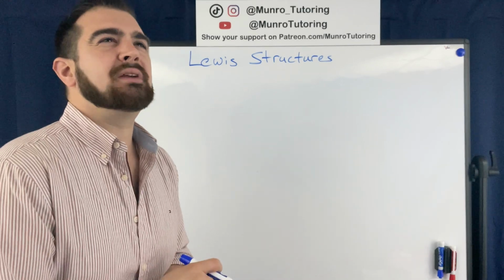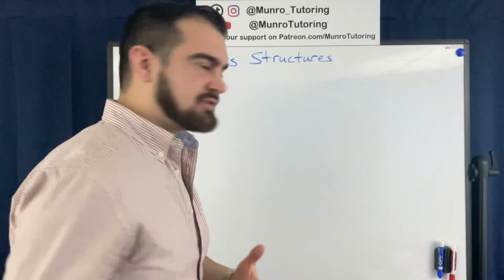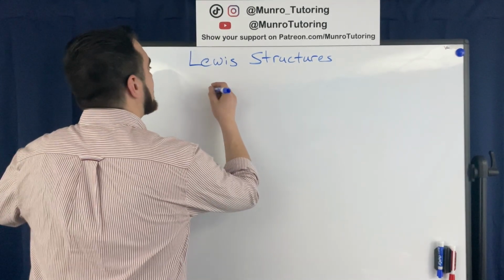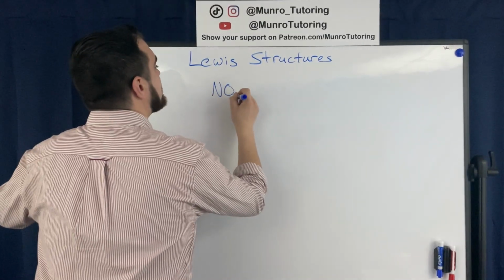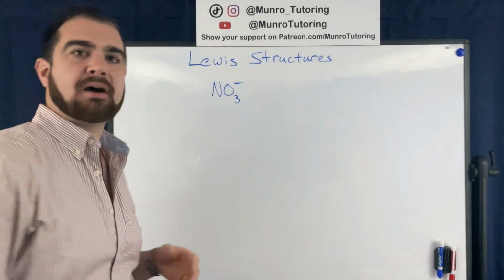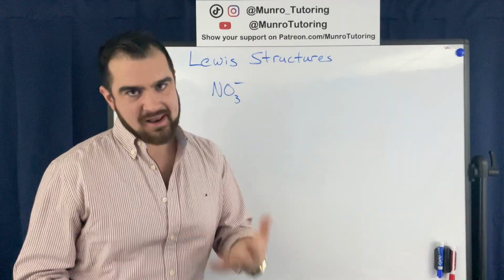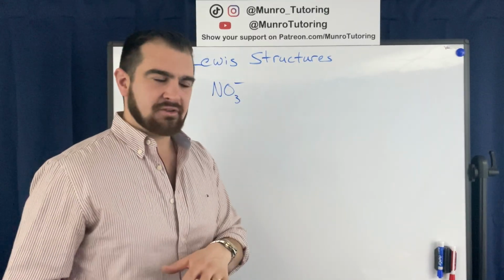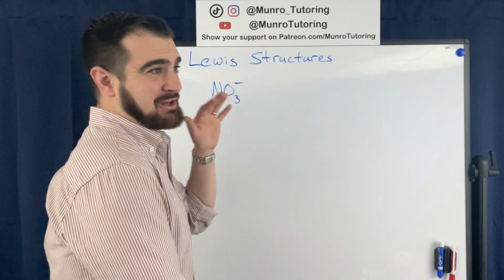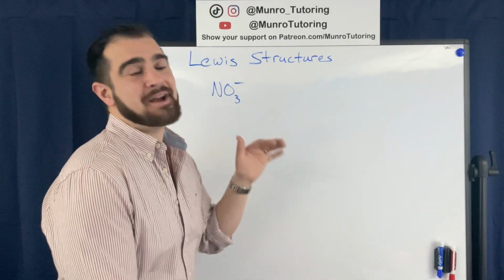Let's do something like NO3 minus, which is nitrate. NO3 minus, this is nitrate. That's a polyatomic ion, a polyatomic anion that you may have to memorize for your course, depending on if you have a sheet that gives them to you or not.